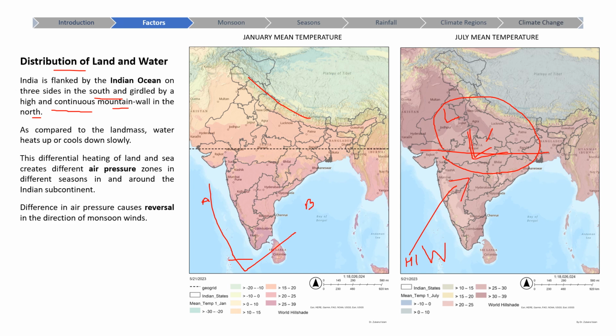Then again, during January, winter time, the sun is not here, the temperature will be low, and due to low temperature the pressure will be high, and here compared to this the pressure will be low. So the winds will move from land to ocean, and here from ocean to land. So this is the reversal in the direction of monsoon winds. This is the distribution of land and ocean.